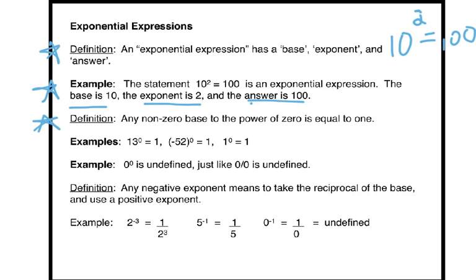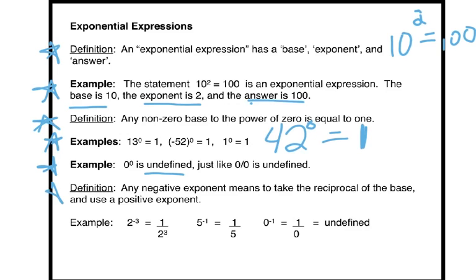Here's another definition. Any non-zero base to the power of 0 is equal to 1. Here are some examples. 13 to the power of 0 is equal to 1. Negative 52 to the power of 0 is equal to 1. 1 to the power of 0 is equal to 1. You can pretty much pick any number you like, 42 to the power of 0, and that also will equal 1. The only exception to this is our next example, 0 to the power of 0. That is undefined, just like 0 divided by 0 is undefined.